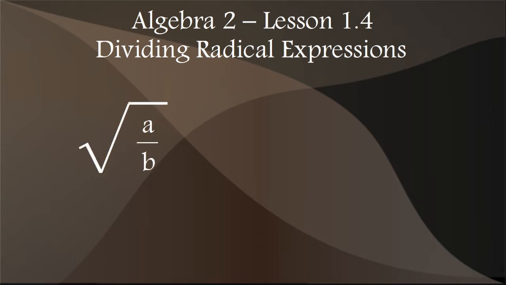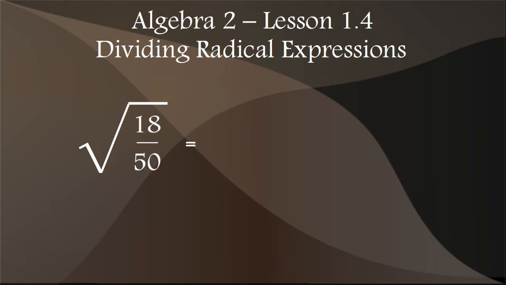Well, what about division? What if we're trying to take the square root of a fraction? Here we have a over b. Turns out the same kinds of rules apply for division. You can split it into two separate radical expressions. So we end up with the square root of a over the square root of b. The inverse is also true. So if you have two radical expressions as a fraction, you can combine them into a single radical expression, going the other way.